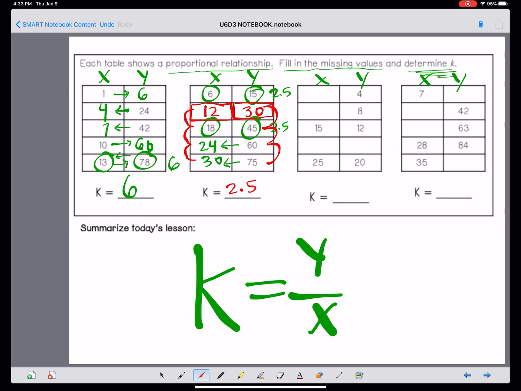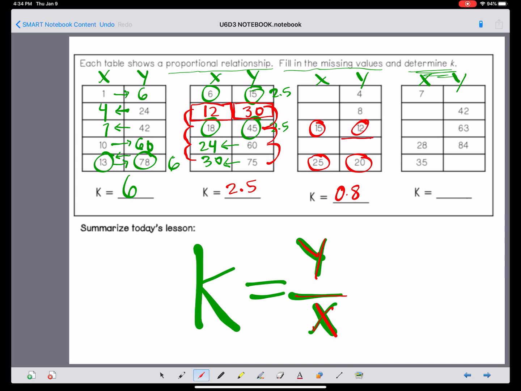All right, let's go ahead and do this one. What do we do to go from 25 to 20? Well, let's figure out our constant first. Our constant is our y value divided by our x value. So let's do 20 divided by 25, and we will get 0.8 as our constant. So let's go ahead and try that with 12 divided by 15. Do we get 0.8? Yes, we do. So we know that that is our constant.